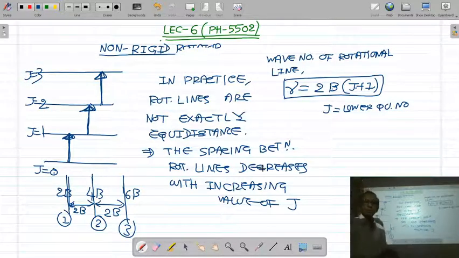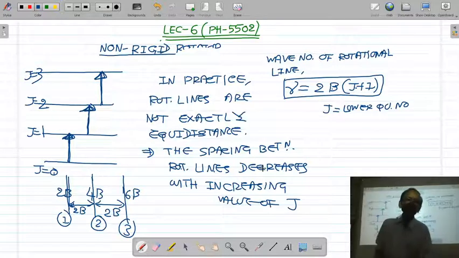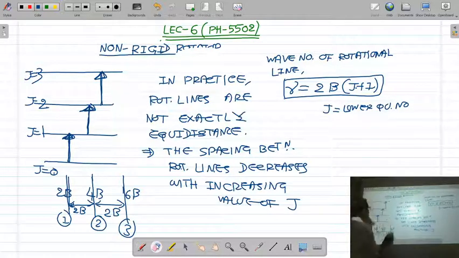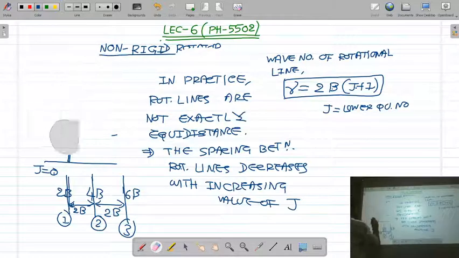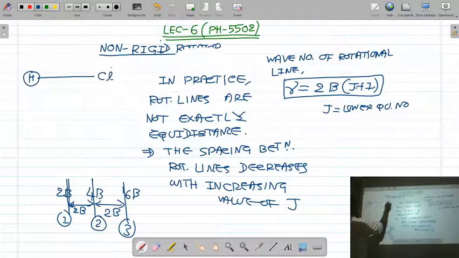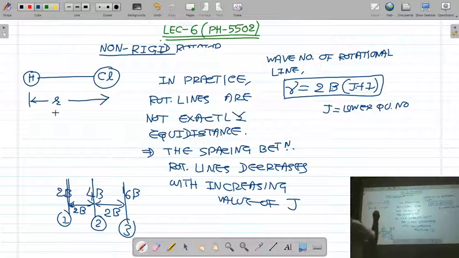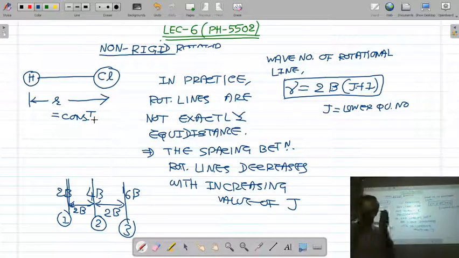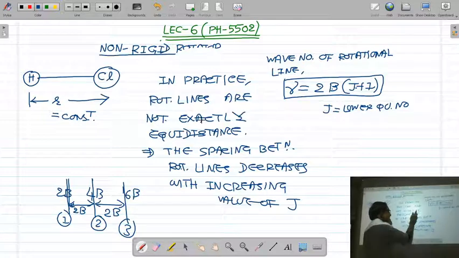Now why does this happen? It means that the molecule is not perfectly rigid. Suppose I consider the HCl molecule, then for a rigid rotator we have assumed that R is fixed, R is constant. When the internuclear distance R between the two atoms of the molecule is constant, we say that the molecule behaves as a perfect rigid rotator. But here, experimentally in practice, it is found that the rotational lines are not exactly equidistant.